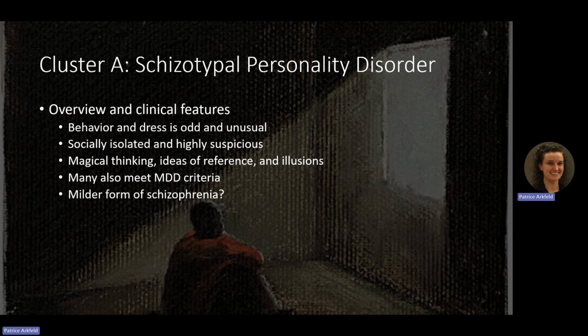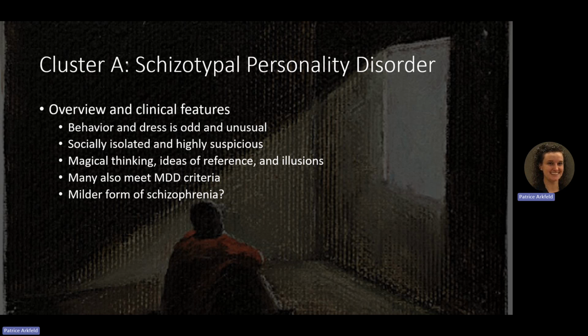So our final disorder in cluster A is schizotypal personality disorder, which is characterized by folks who have a behavioral style, like style of dress, that is described as being odd or unusual. So specifically for these folks, they tend to be more socially isolated and highly suspicious of other people. So think about these in the context of like combining paranoid personality disorder with the symptoms of schizoid personality disorder, where there's both this paranoia or suspiciousness of others in addition to the social isolation.